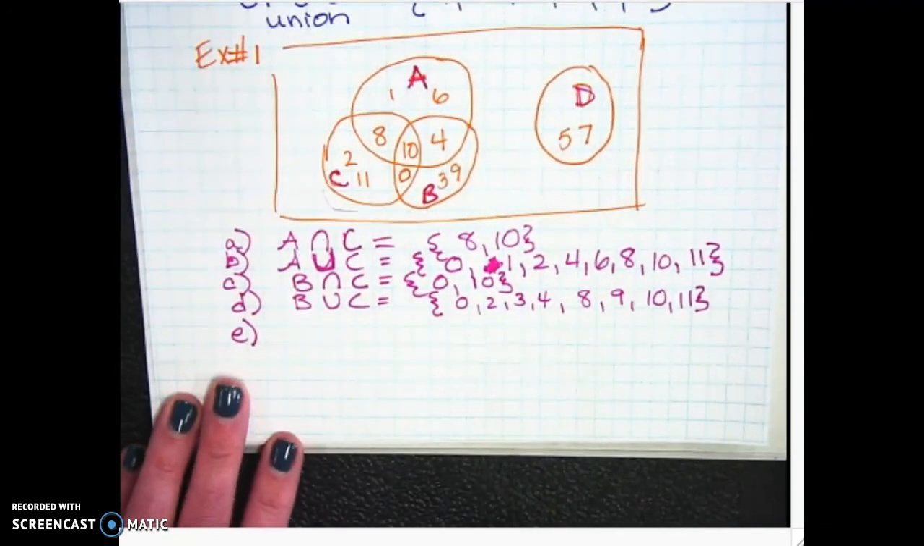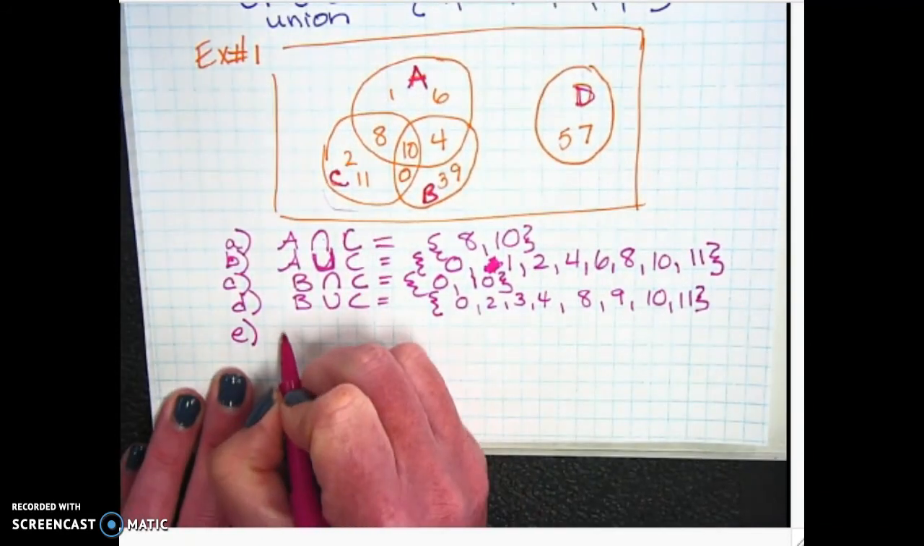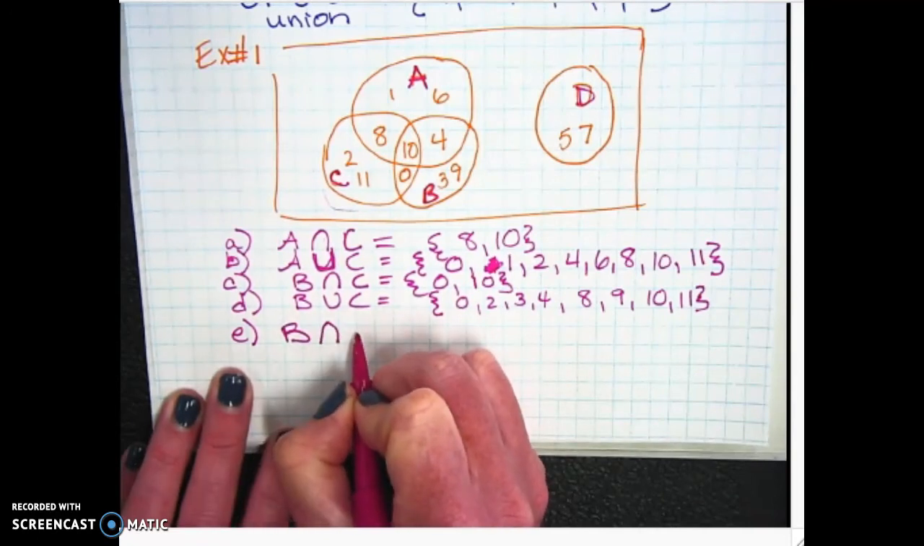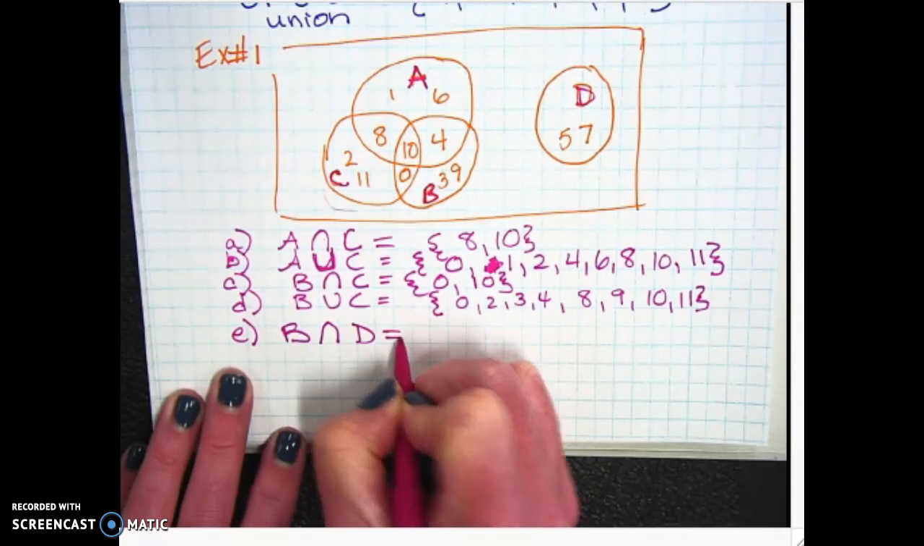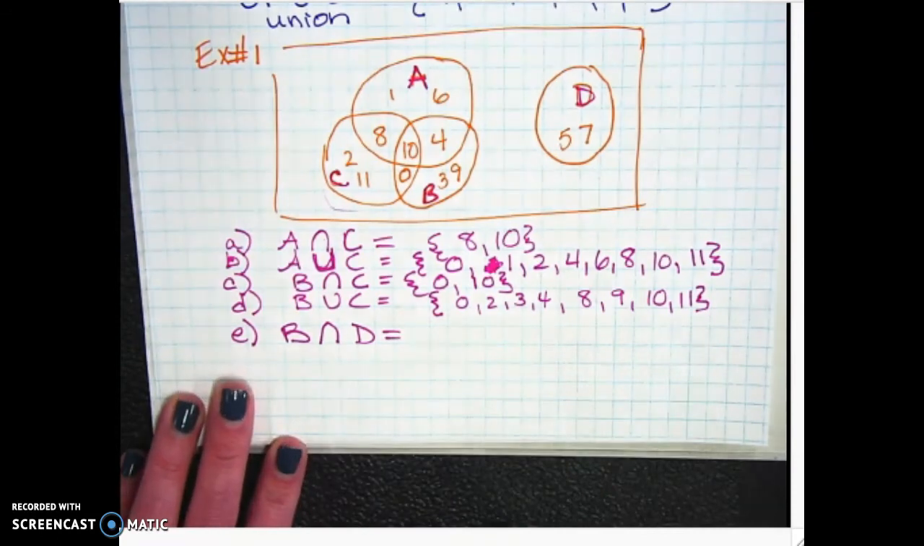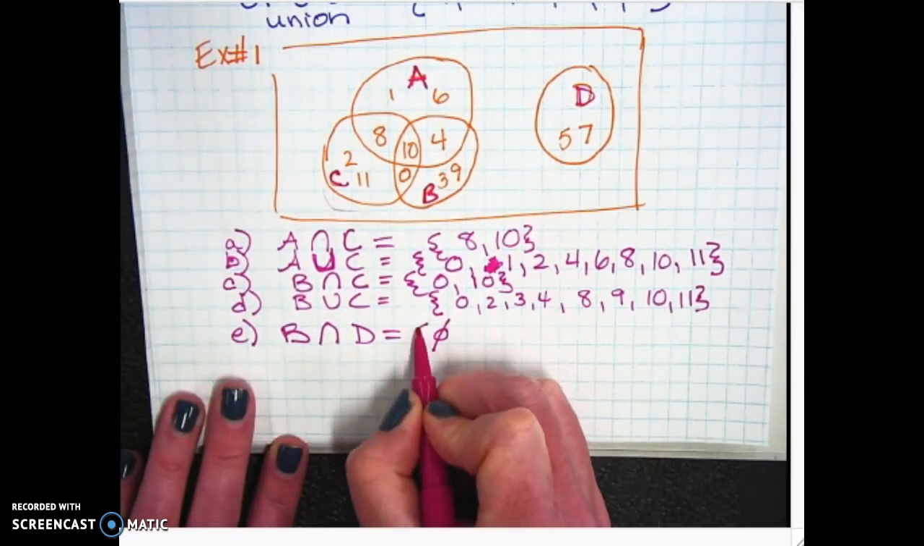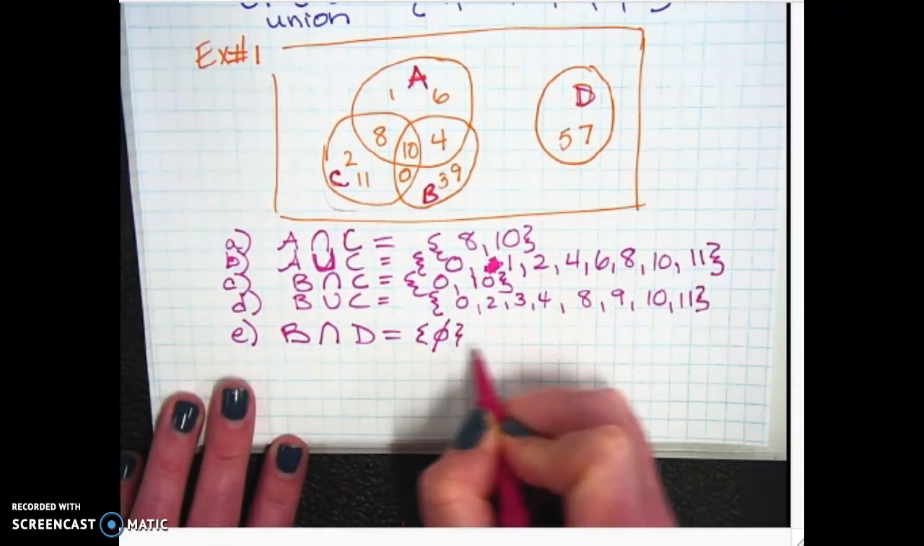All right. E. We're looking for the intersection of B and D. There is none. There is none. Trick question, right? Okay, so we call this guy the empty set.